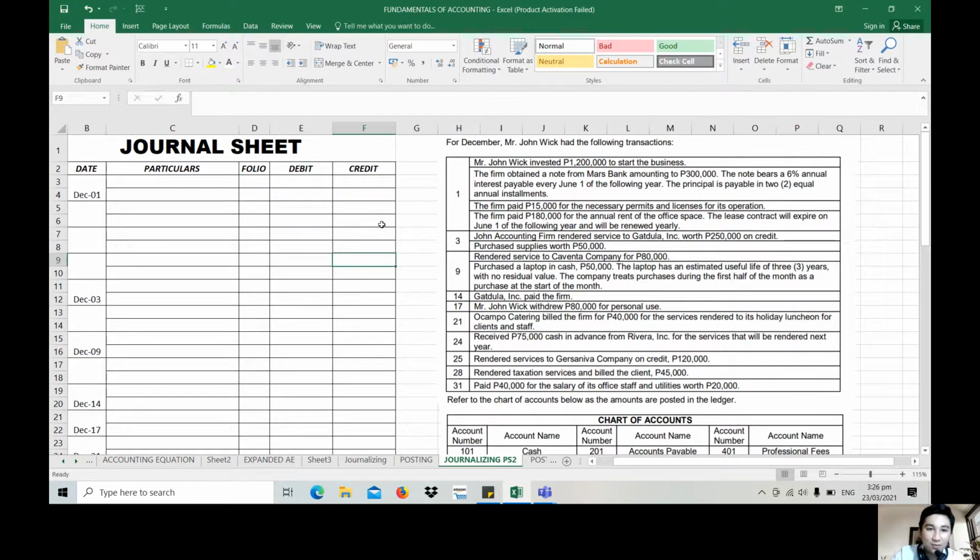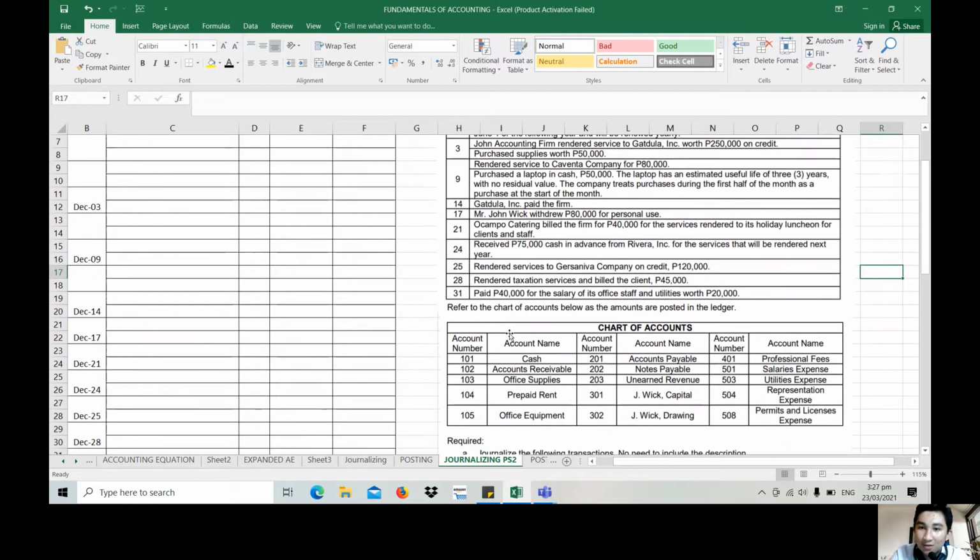Now, let's begin with transaction number one. For December, Mr. John Wick had the following transactions. Okay, so si John Wick on December 1 invested 1,200,000 to start the business. Syempre, our debit here is what the business received. Value received is cash. Value parted with, or the credit side, is John Wick Capital. Since we are given a chart of accounts, we need to follow it.